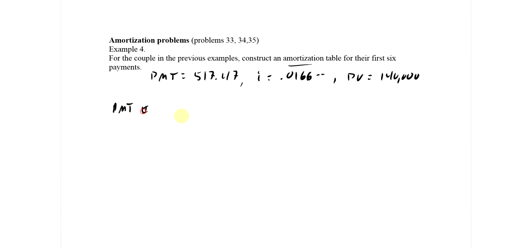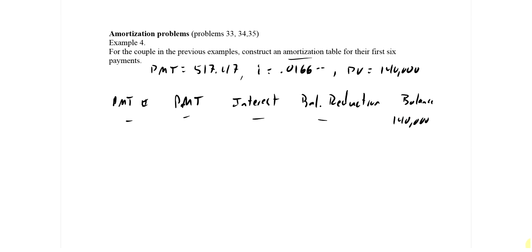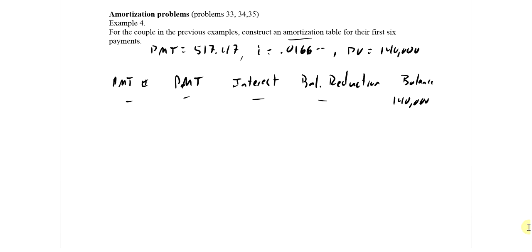Payment number. Back before this thing was called a hashtag, it was the symbol for number. Payment, interest, balance reduction, and balance. Okay. So before you've made any payments, you're starting with a balance of $140,000 that they owe. So then they make their first payment.